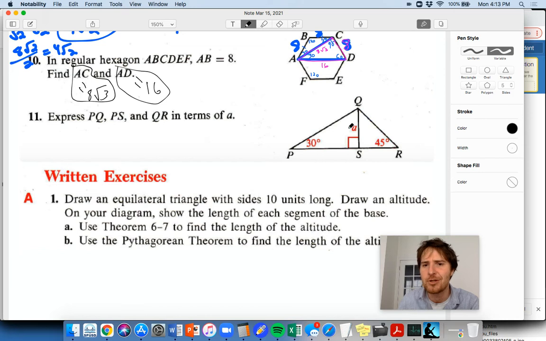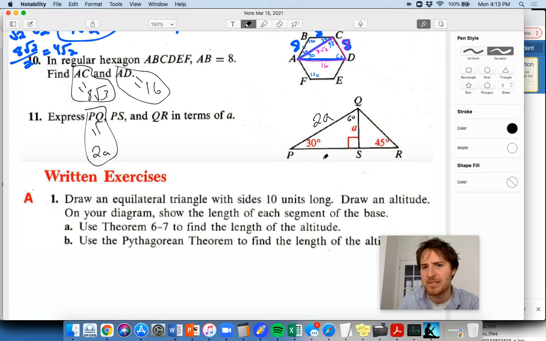But anyways, we have here A, and then we want to get PQ. Well, this is 30, 60, 90. This is the smaller leg here. It's opposite the 30-degree angle. So this is going to be 2A. I like the size of this pen better. That's 2A. PQ equals 2A.